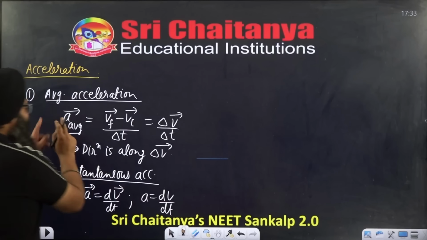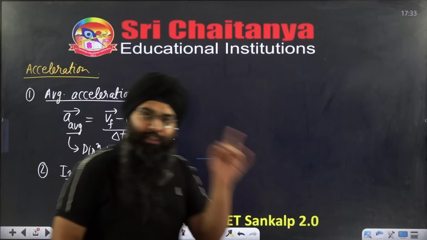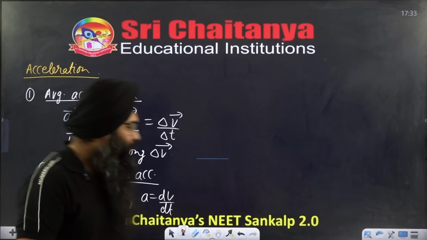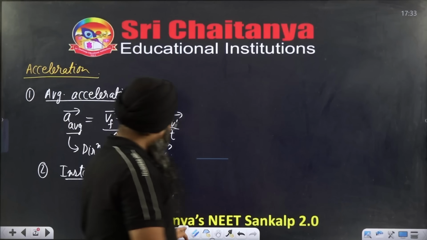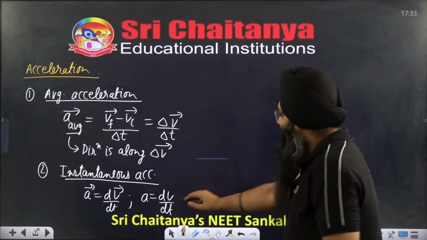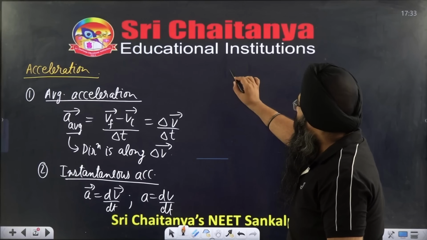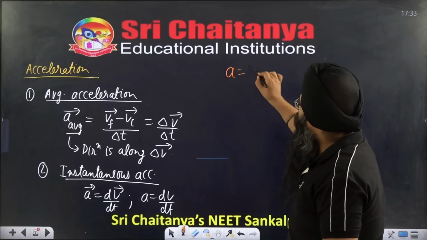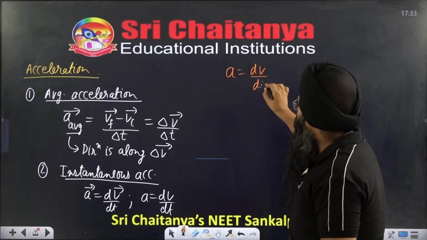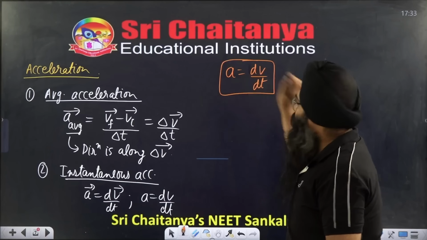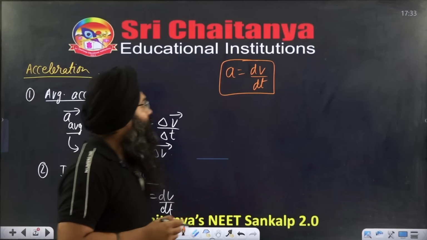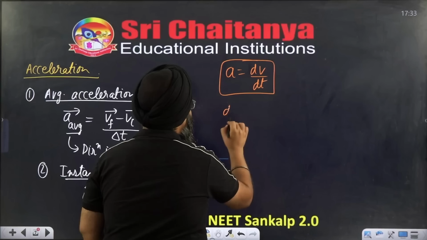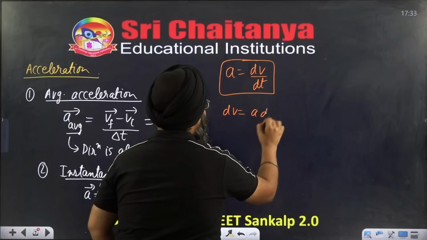So to calculate average acceleration, I will calculate total change in velocity divided by total time taken. To find the instantaneous acceleration, I will write dv by dt. One more thing, in instantaneous acceleration, if v as a function of time is given to me, I will write a is equal to dv by dt. Yes or no? But if I want to calculate the change in velocity, what will I do? Then I will write dv is equal to a dt.